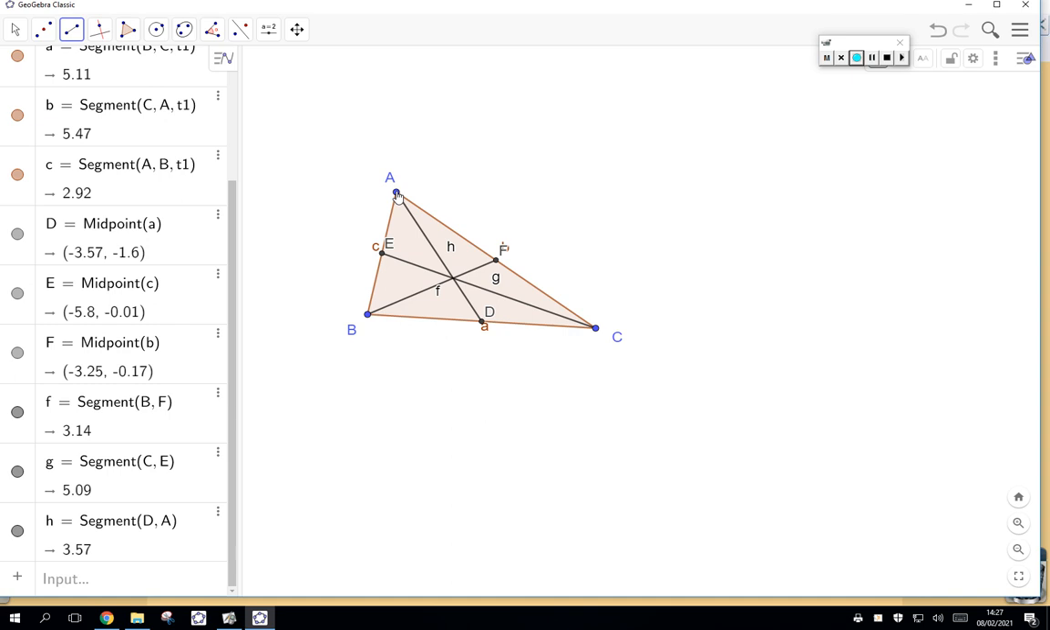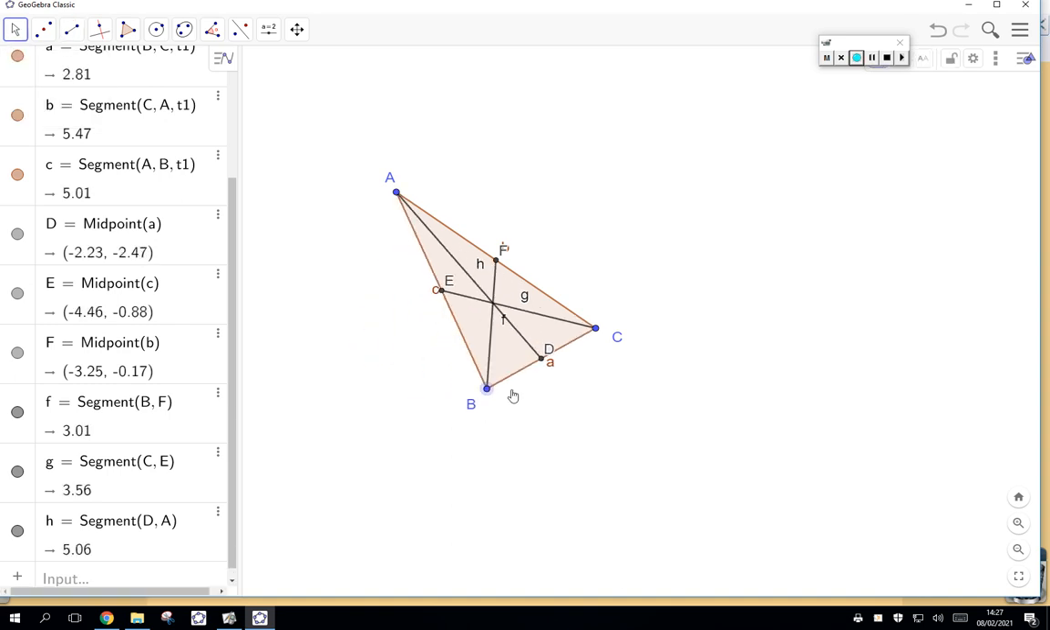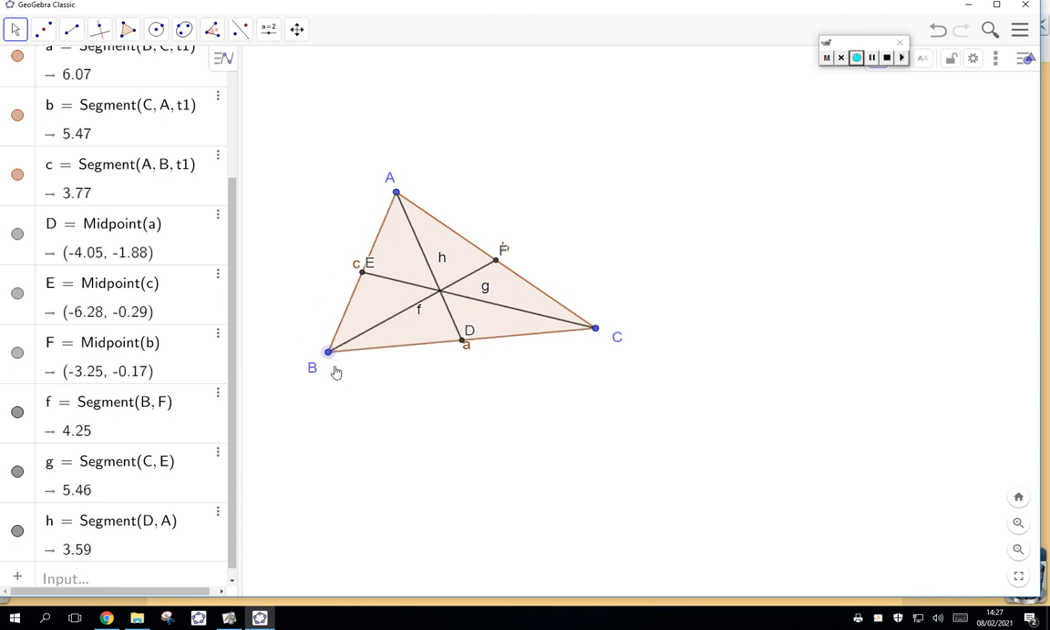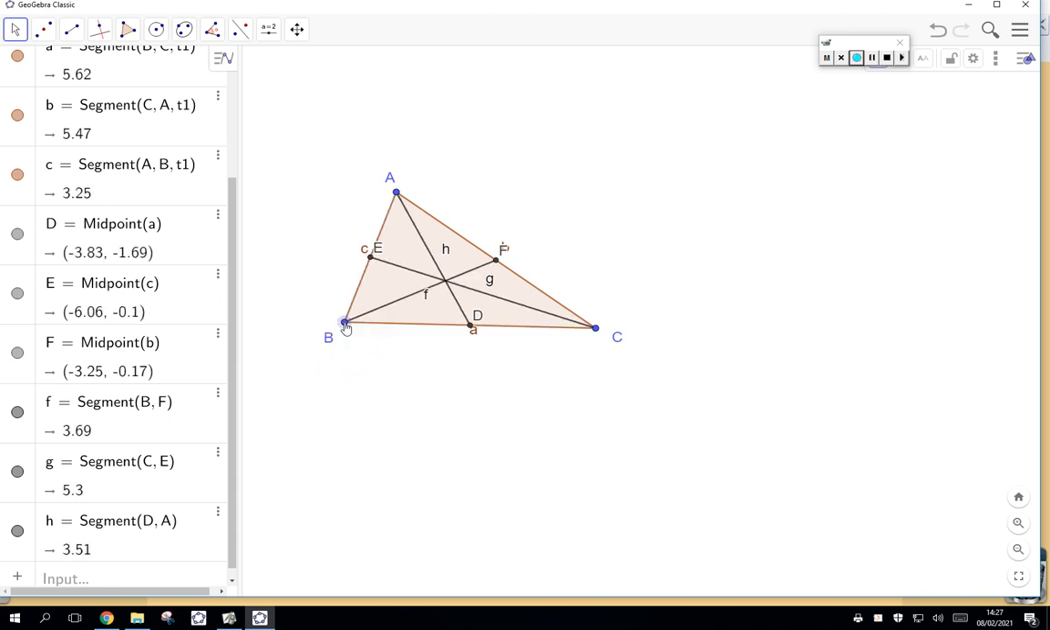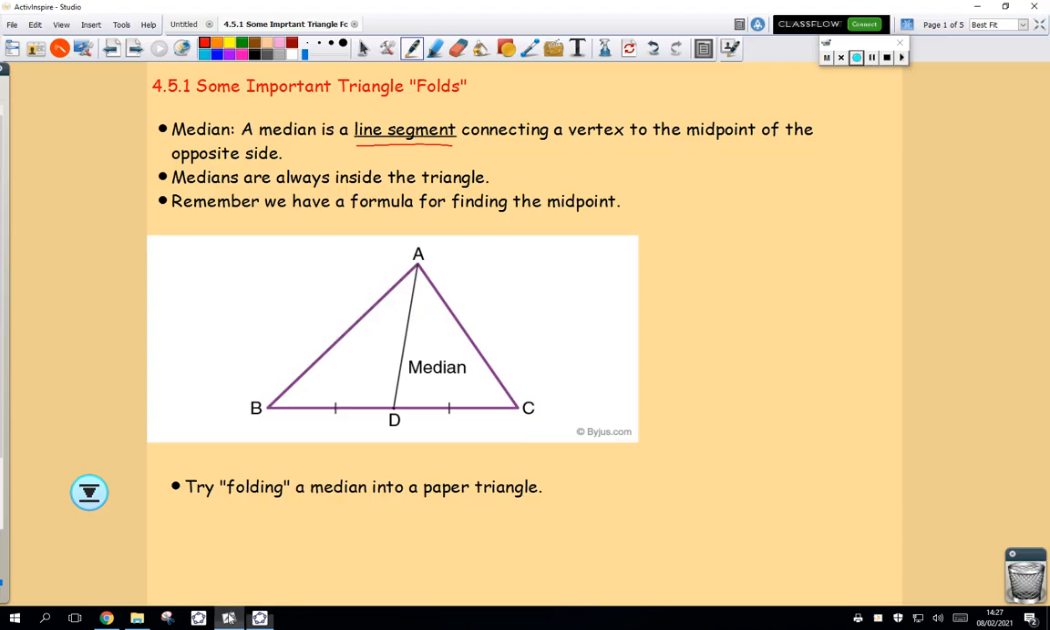All of those medians are contained entirely within the triangle. None of those median line segments go outside. They're all contained entirely within the triangle. And note they all have a little point where they all meet. That point is called the centroid of the triangle. We'll look at that in another lesson. Okay, so the median is a line segment connecting a vertex to the midpoint of the opposite side.